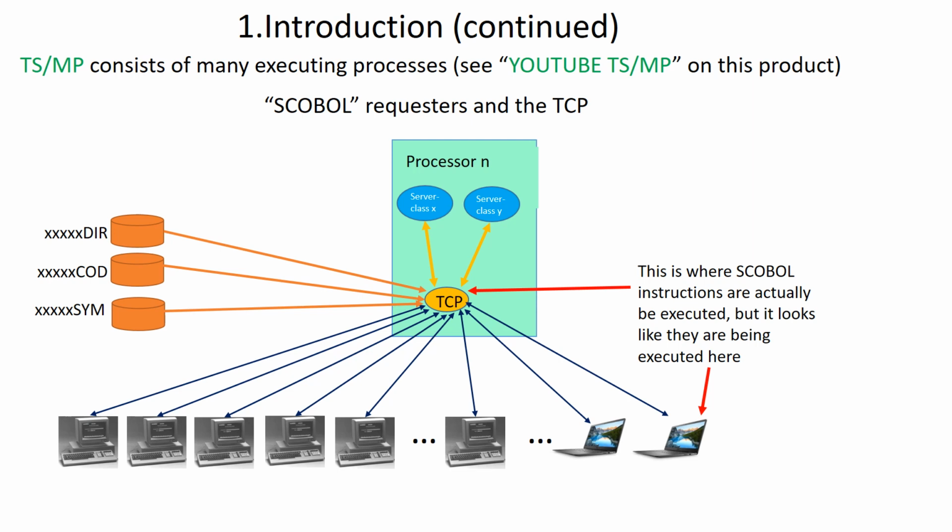From a picture type of view, here's what's really going on. The TCP runs all of the instructions that you've coded in your procedure division inside your SCOBOL program. To the user, it looks like they are running a program on their client. In reality, all of the instructions are being executed inside the TCP.